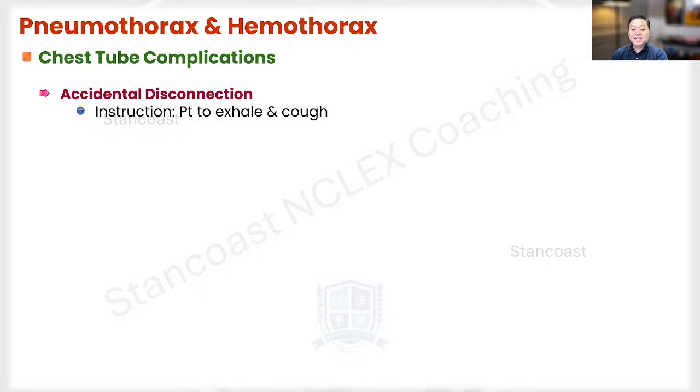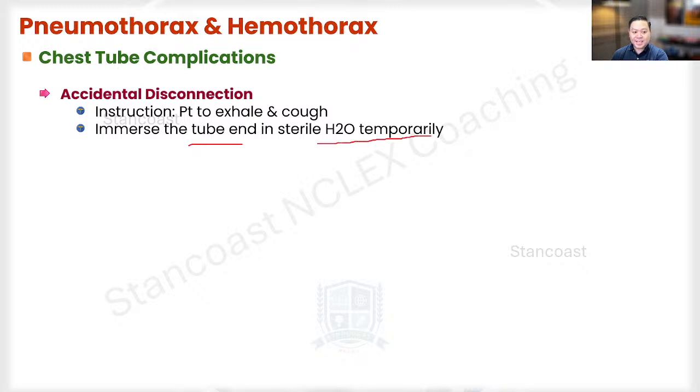And if the system is compromised, let's say for example there is a pulling of the tubes, then what you're going to do is immerse the tube in sterile water, and this is only temporary. Only temporary. Make sure that you dip into the sterile water, but make sure that somebody is being called to assist you. Make sure that there is replacement of the appliance right away.